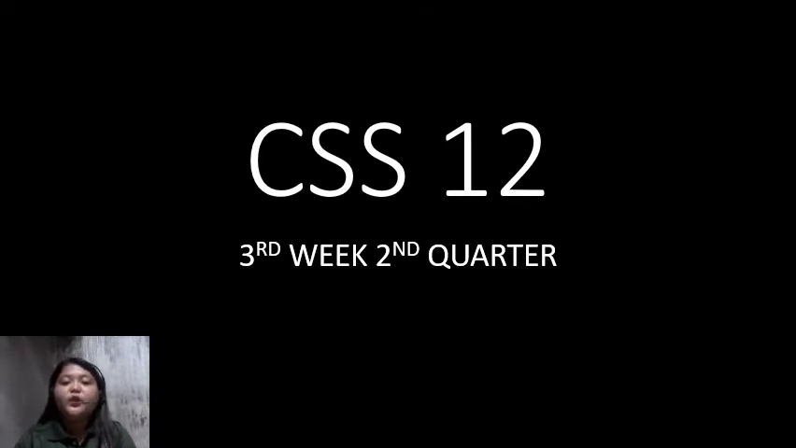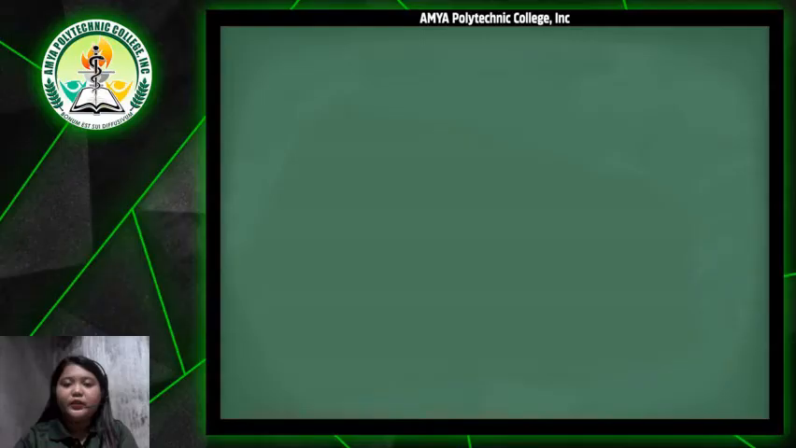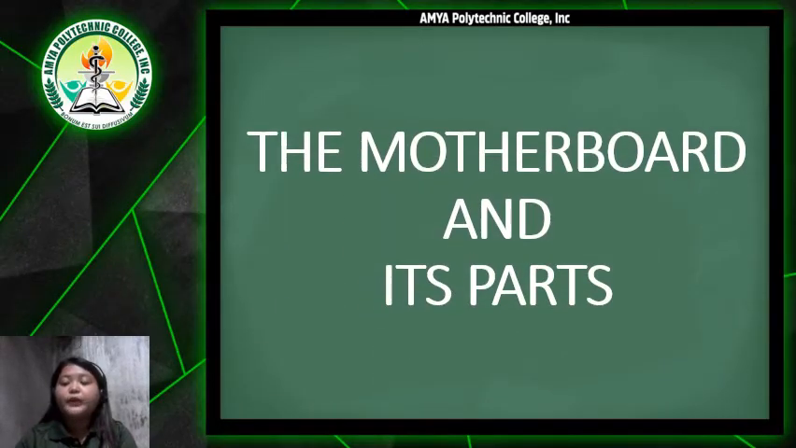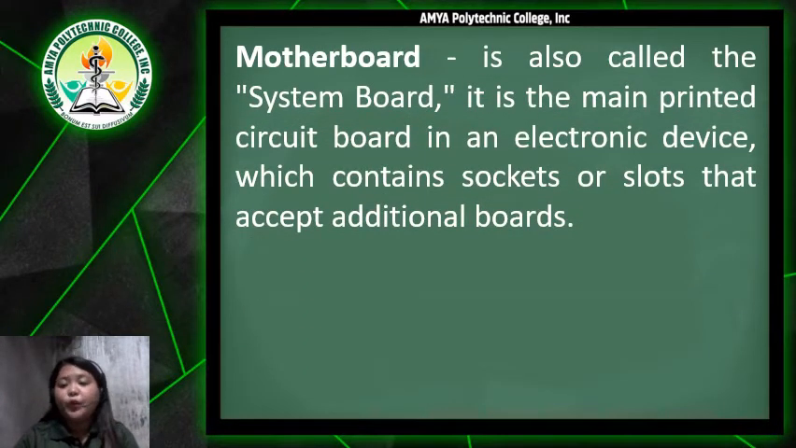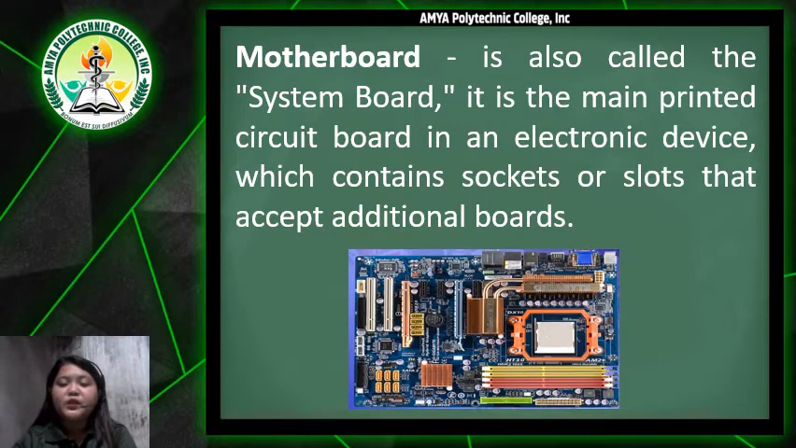And now we are going to discuss another lesson, and the topic is all about the motherboard and its parts. The motherboard is also called the system board. It is the main printed circuit board in an electronic device which contains sockets or slots that accept additional boards. And we have here a picture of a motherboard. This is an example of a motherboard.